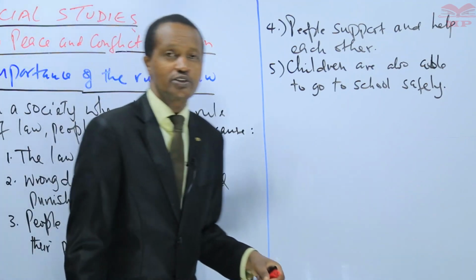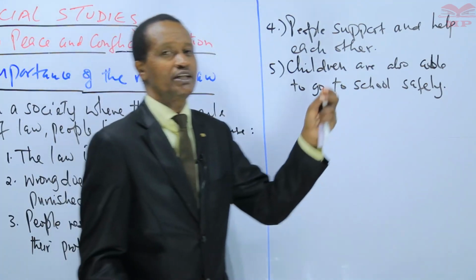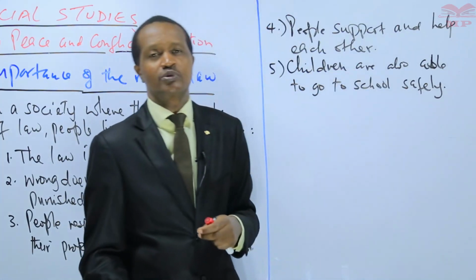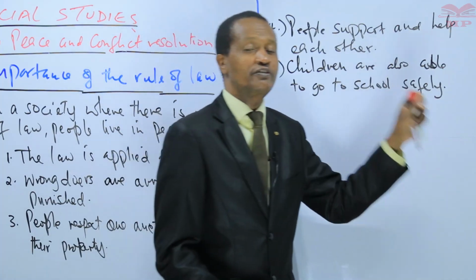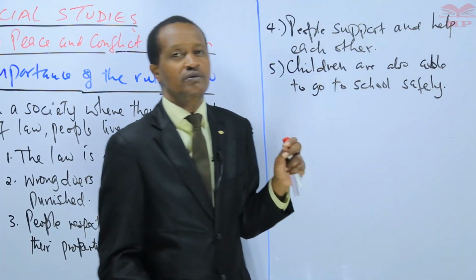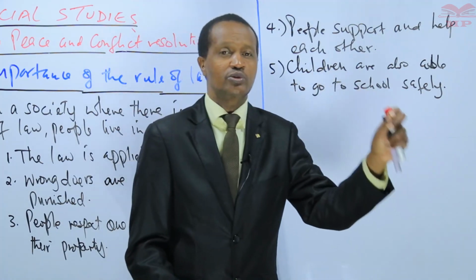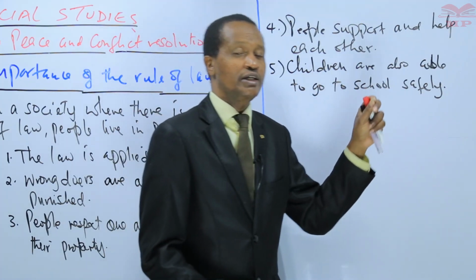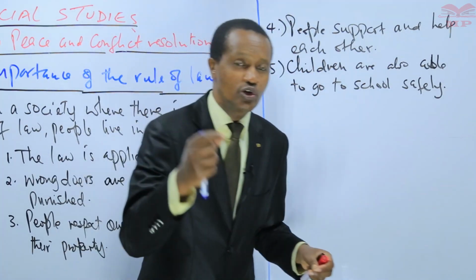The rest of the members of the society are also to operate safely. People can go to the market safely. Farmers can bring their produce to the market safely. Traders will open their shops and feel secure. They'll not fear that their property will be stolen or broken into, don't fear being attacked or robbed at all because there is rule of law.